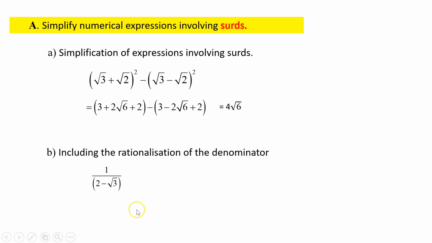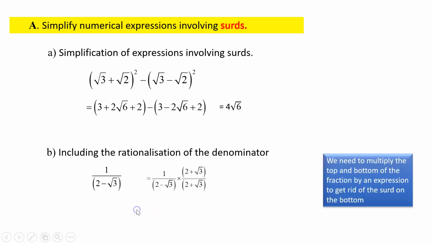So we need to get rid of the root 3 on the denominator. What we do is multiply top and bottom of the fraction by an expression to get rid of the surd on the bottom. Now what we do is put a plus and minus, the same element inside the bracket, so that we get a difference of 2 squares. So on the top, we've got 2 plus root 3, and at the bottom, we've got 4, and the plus and minus 2 root 3 will cancel.